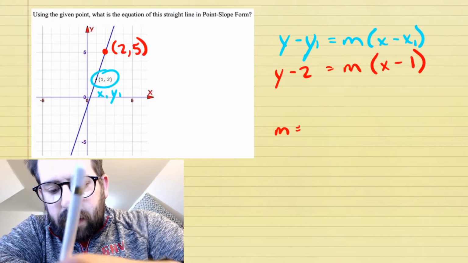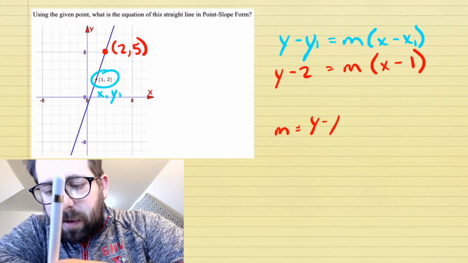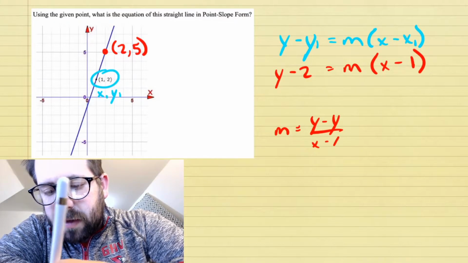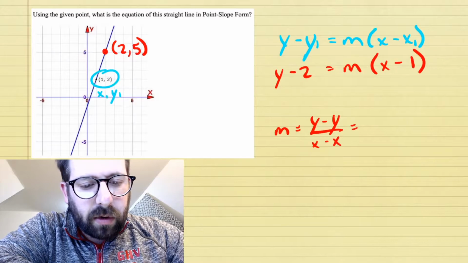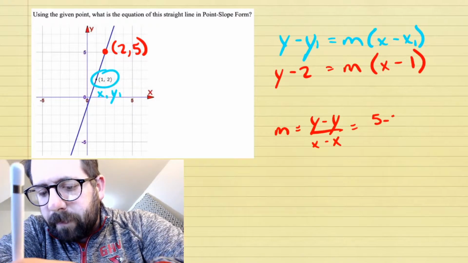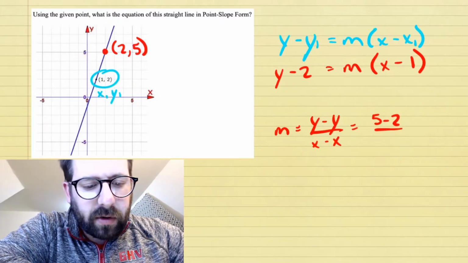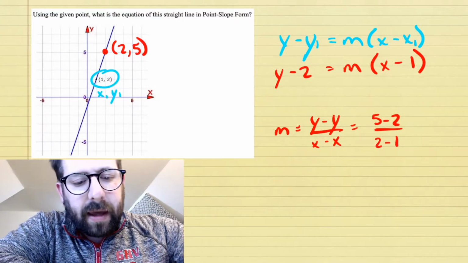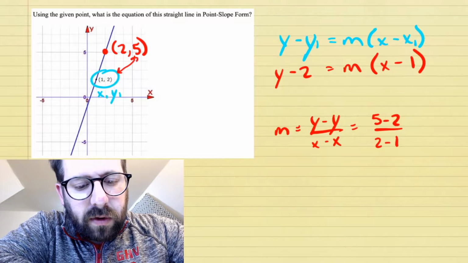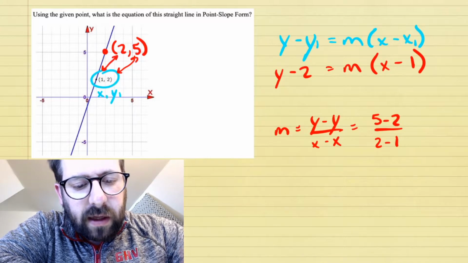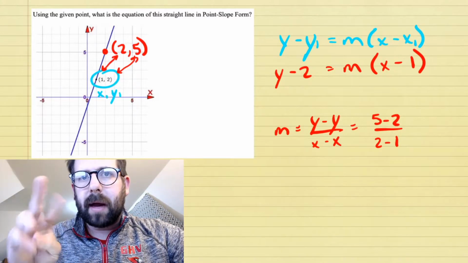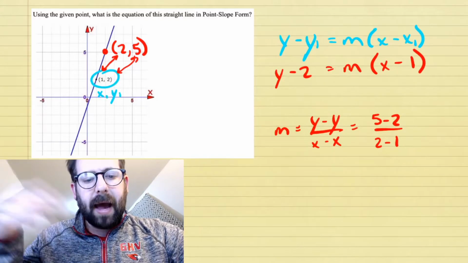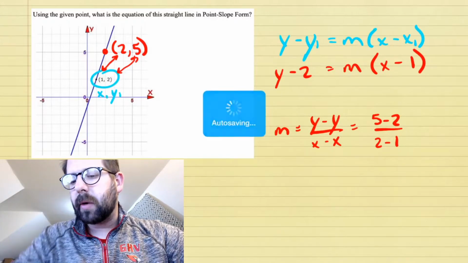Now, my slope, I have to subtract the y minus y, subtract the x minus x. Okay, so the y numbers are the 5 and 2. The x numbers are the 2 and the 1. Now again, how I'm getting these: these are the y numbers, and these are the x numbers. I'm not grouping it by coordinates. I'm grouping it by the back numbers versus the front numbers. That's how I'm doing it.